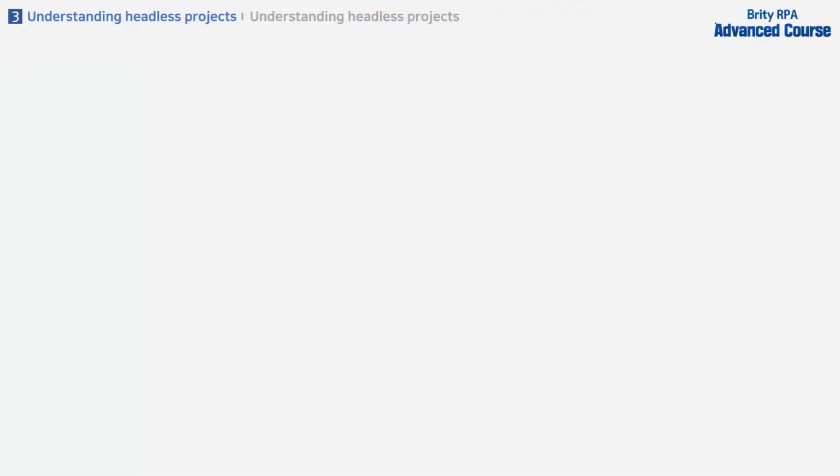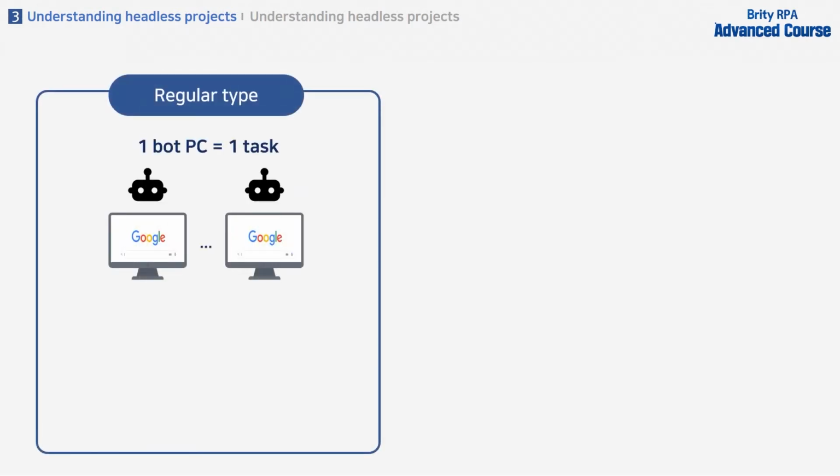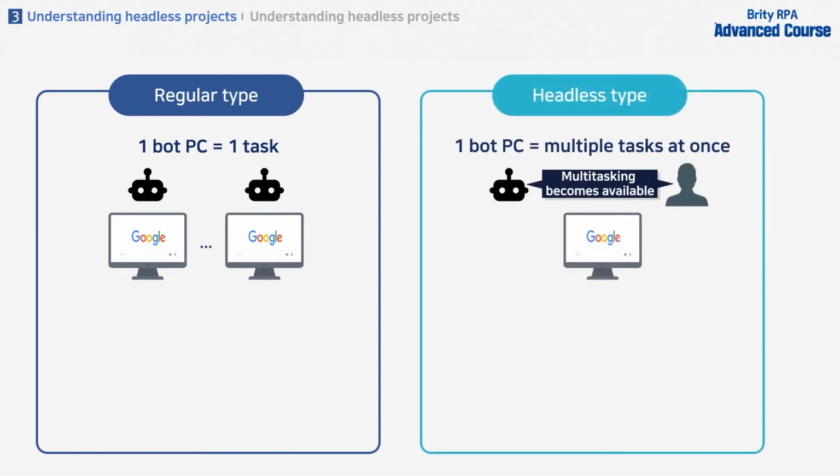Let's learn about the headless processing method. While one bot PC carries out one task in the regular processing method, the headless processing method runs automated processes in the background without showing them on the screen. After these processes have been developed, they can be run in parallel on bot PCs as background processes.